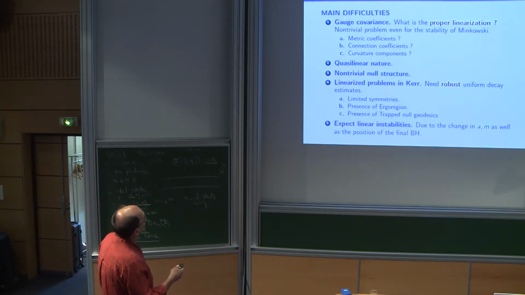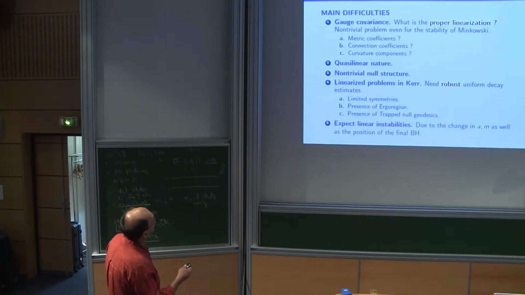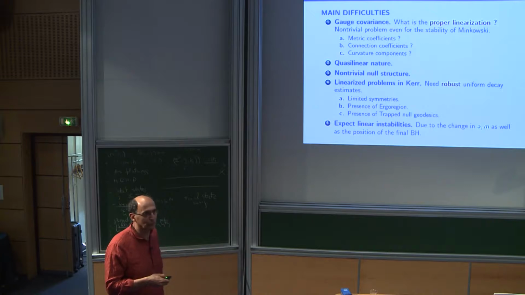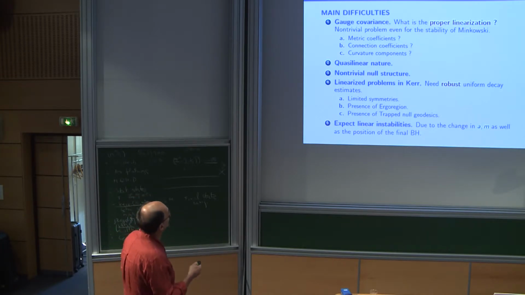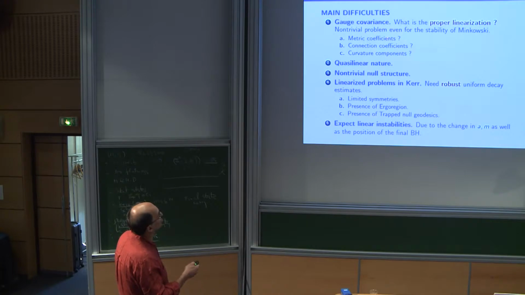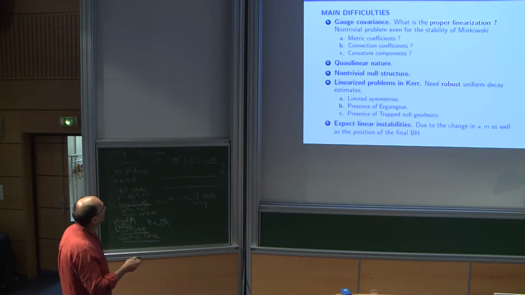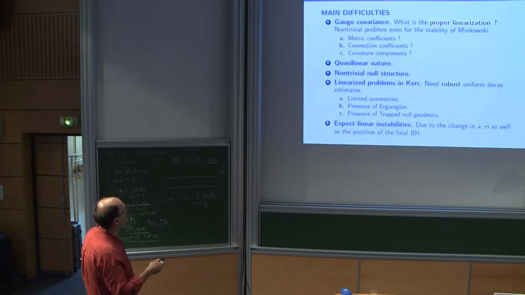So in any case, of course, this issue of gauge covariance is connected with proper linearization. If you change variables in a nonlinear equation, the linear equations will look very different, right? So, okay, you can try to linearize at the level of metric coefficients in a given coordinate system. That's not a very good idea, as it turns out. You can use connection coefficients, or you can use curvature. So you can linearize at the level of the curvature. This is actually the way to go. And I'll explain maybe a little bit more later on.